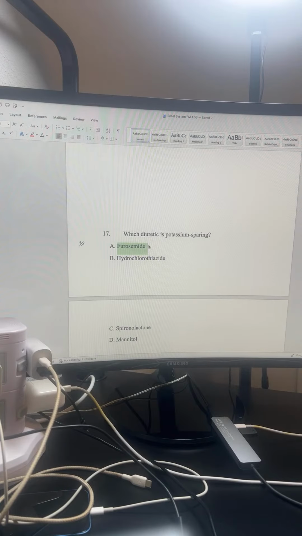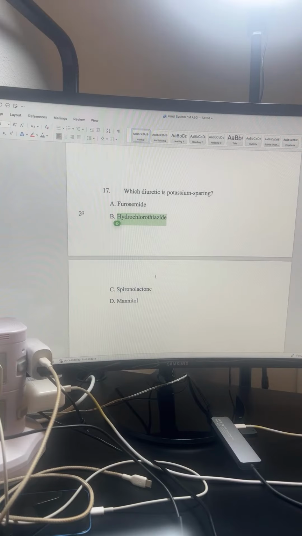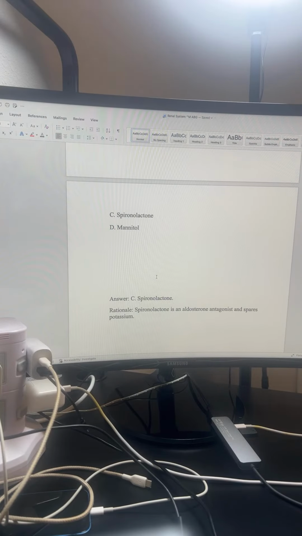Your furosemide is your loop diuretic, nice. And your hydrochlorothiazide is a thiazide diuretic. All right, so which of them is potassium sparing? Your spironolactone. It is an aldosterone antagonist and it spares potassium.